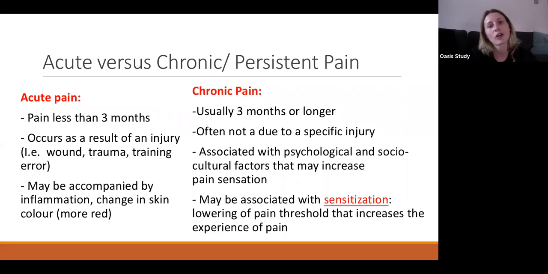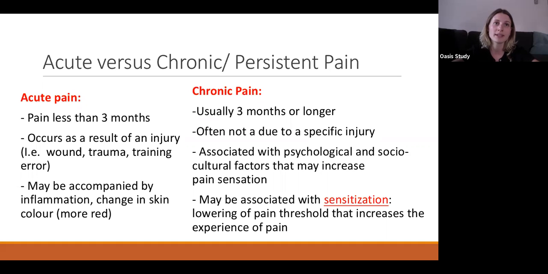And then if we look at chronic pain, or persistent pain, this usually lasts for a time period greater than 3 months. Acute pain can also translate to chronic pain if not treated properly. It is often not due to a specific injury. One thing I wanted to highlight with chronic pain is that it is often associated with sensitization. Sensitization means a lowering of the pain threshold that increases the pain experience.